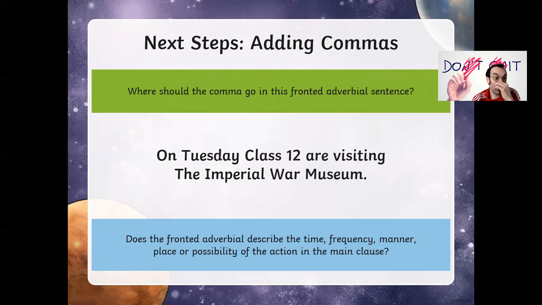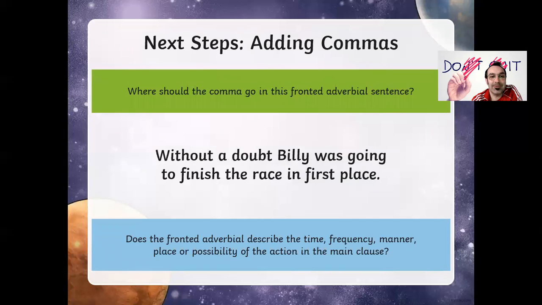Next one. So where should the comma go in this fronted adverbial sentence? On Tuesday, class 12 are visiting the Imperial War Museum. Have a go. Yes. And do you know what type of fronted adverbial it is? Have a go now. Time, of course it is. It tells us the day, absolutely.